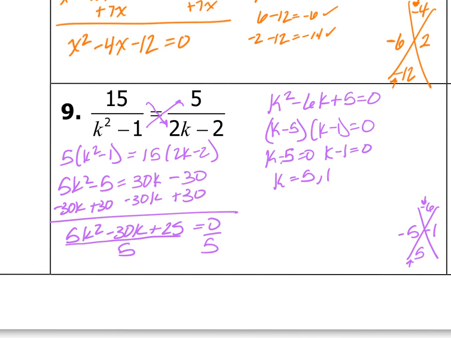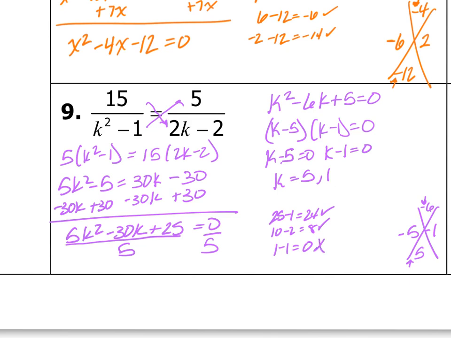So now we need to check. So we'll go ahead and check the 5 first. So I've got k squared, so that's 25 minus 1 is 24. So we're good. And 10 minus 2 is 8, so the 5 is good. Now we're going to check the 1. And 1 minus 1 is 0, so not good.